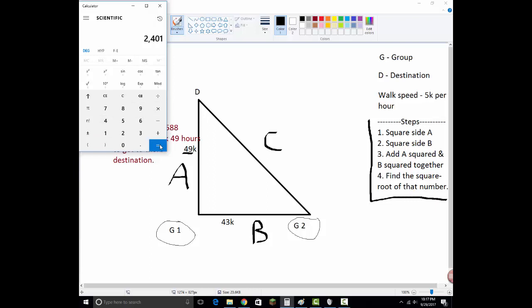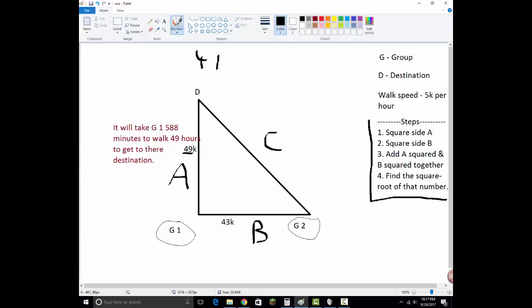You get the exact same answer. So we're going to remember this number up here. This is 49 squared, so 49 squared equals 2,401.